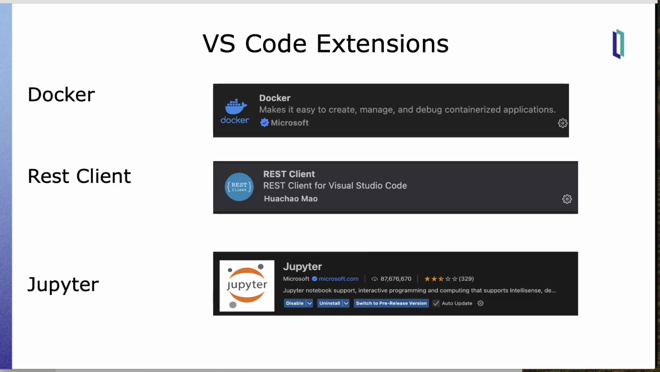To enhance our development experience in Visual Studio Code, we'll install a few essential extensions that will help us work efficiently with Docker, REST APIs, and Jupyter Notebooks. First, we'll install the Docker extension by Microsoft.